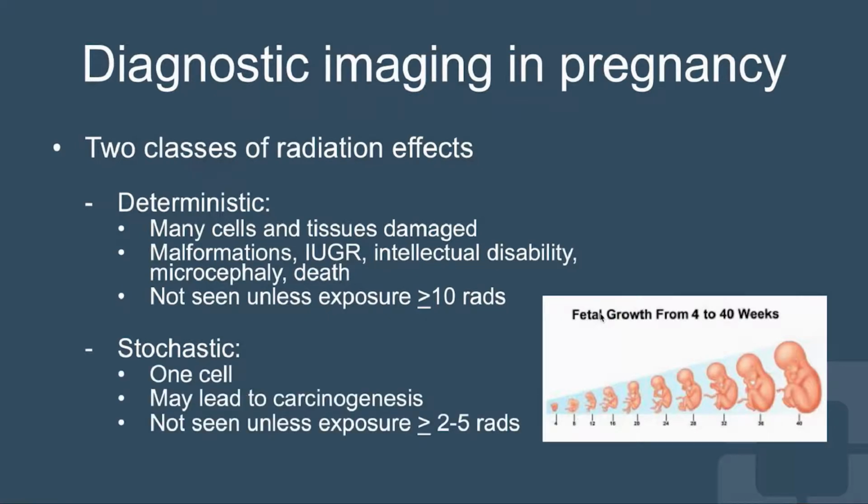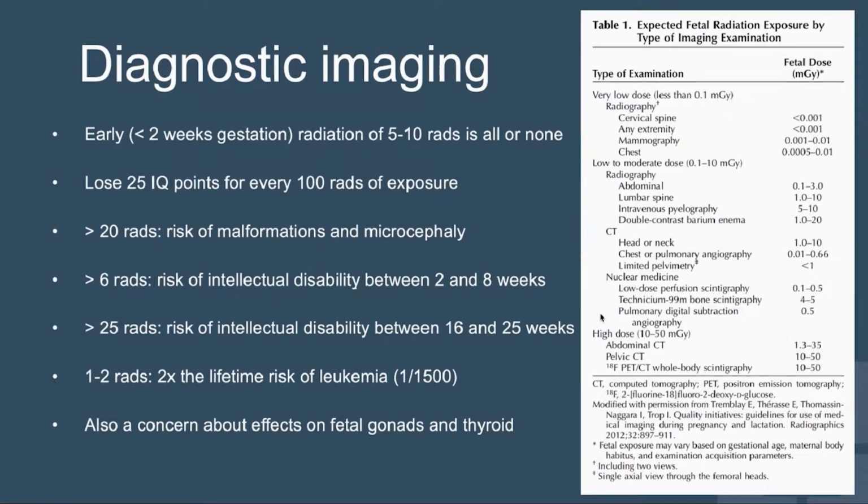Stochastic changes are really one cell etiology and may lead to carcinogenesis. Cancers in the fetus or in the placenta. It's not usually seen unless there's exposure of greater than 2 to 5 rads. So I'm looking at diagnostic imaging. You can see to the right how much radiation is typically given based on the typical CT, abdominal CT, pelvic CT, and how much gray or how many rads the fetus is exposed to.